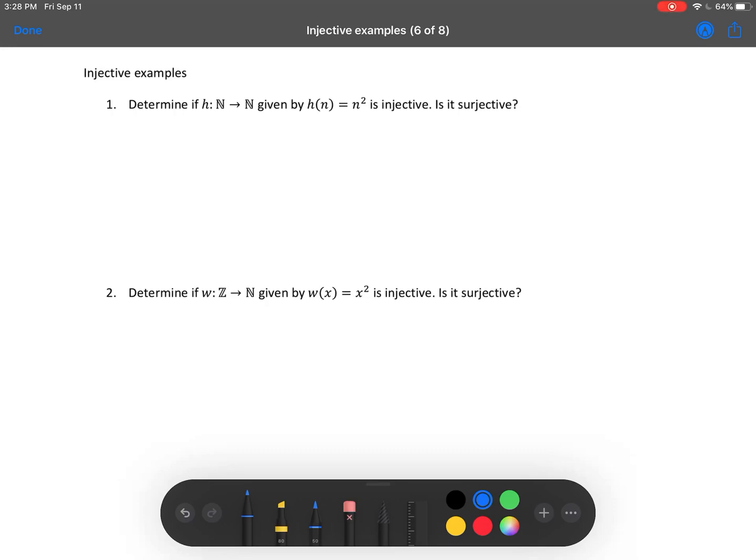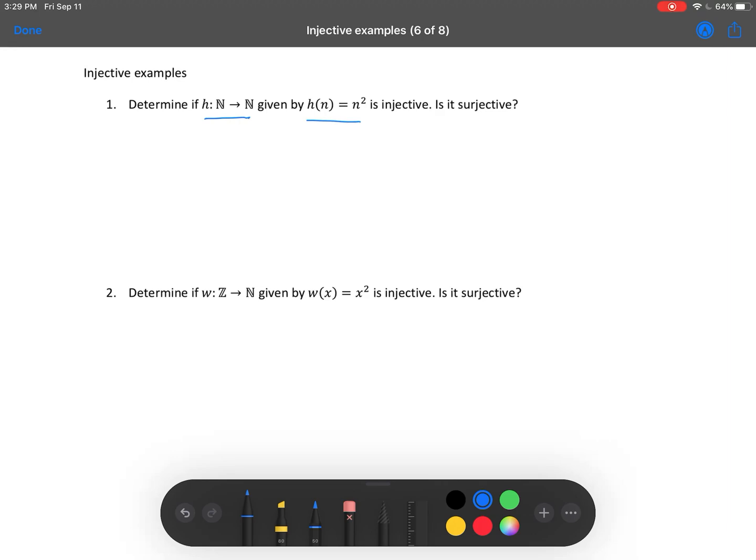All right, we're going to talk about some function examples and talk about if they are injective and or surjective. So our first function here, we have h from the naturals to the naturals given by h of n equals n squared. And the first thing we're asked is to determine if it is injective.